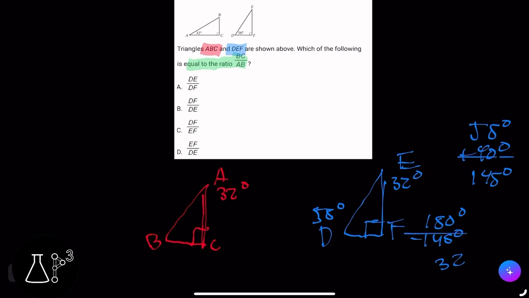So now let's solve for B. So I do the same thing, but with different angle measures. So I do 32 plus 90, because C is a right angle. I get 122. So now what I have to do is the same thing, subtracting from 180 to figure out B.